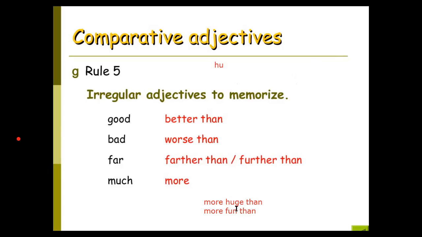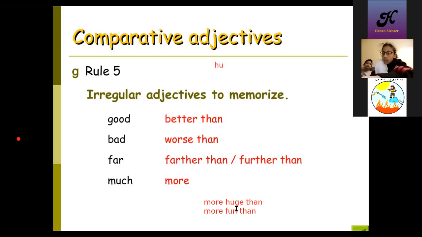I can't say this school is huger than Dar al Fursan. No, I will say this school is more huge than Dar al Fursan. Hanan is funnier than Ghalia, for example. No, we can't do that. We will say Hanan is more fun than Ghalia. It's only a sentence.